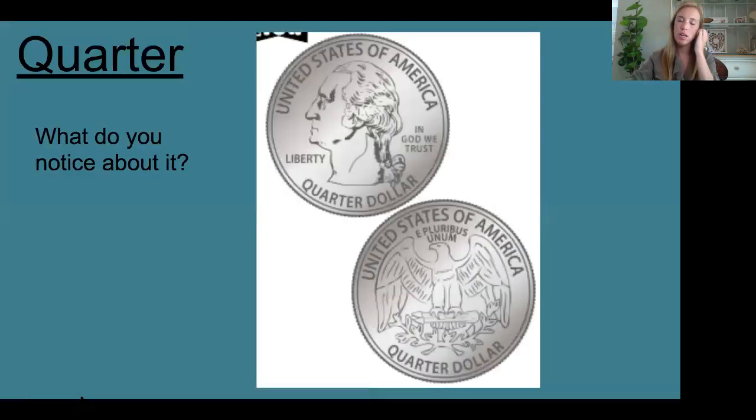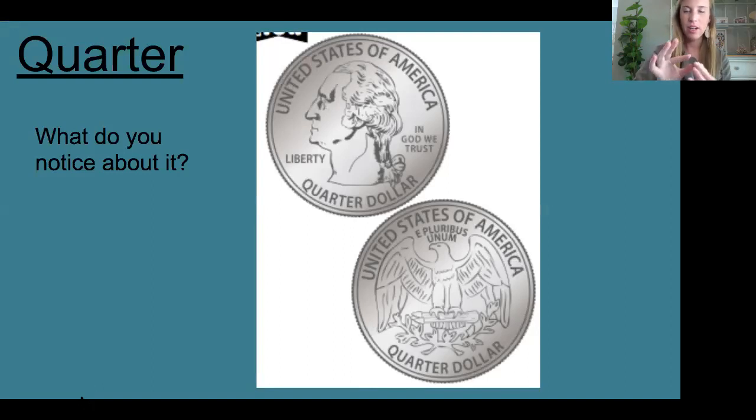Okay, the last one we're going to talk about today is the quarter. So if you have a quarter at home, you can go ahead and get that out and take a look at it. If not, you can use my picture, but take a moment and tell me, what do you notice about the quarter? All right, I finally found mine in my coin collection here.